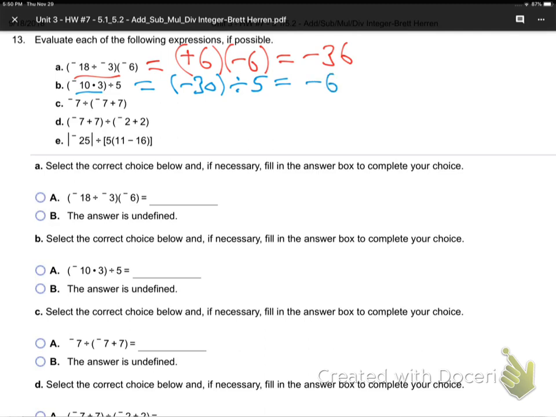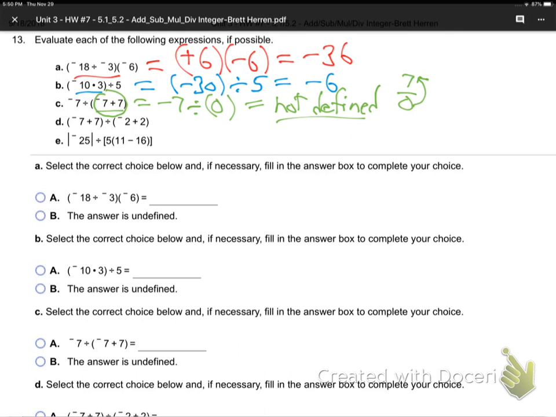Next one is negative 7 divided by negative 7. Is that plus or divide? I'm having trouble seeing that. That is plus. So negative 7 plus 7. That's 0. So negative 7 divided by 0? Not defined. You can't divide by 0. There's no such thing. Dividing by 0, there's no number that it equals. You can't do that. So it's not defined, meaning there's no number we can give it.